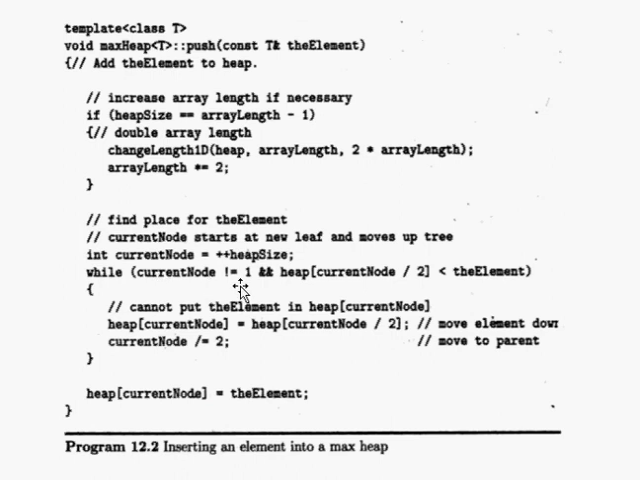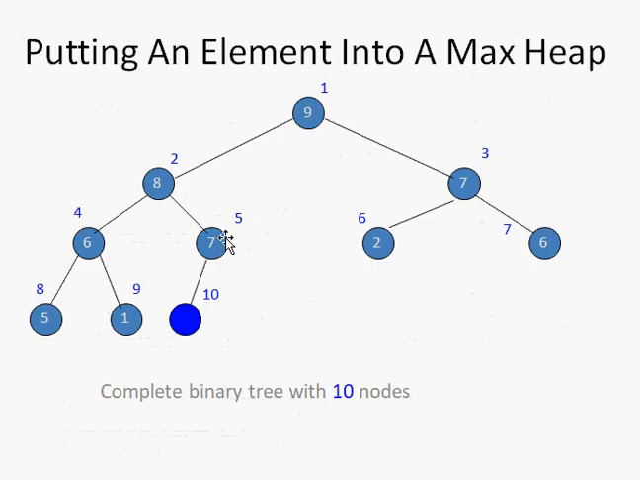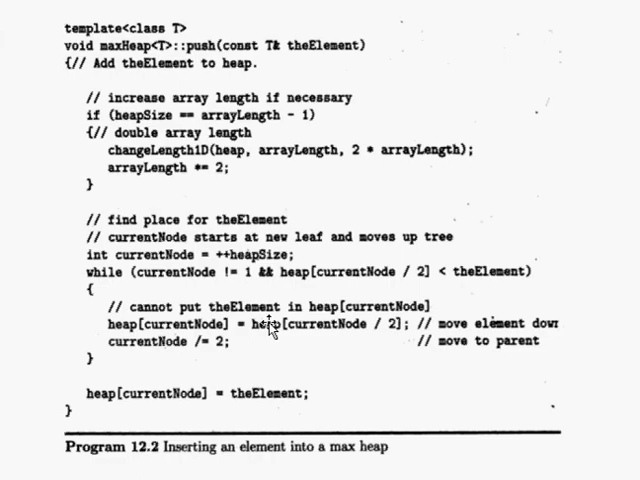While current node is not equal to 1, definitely current node is 10, and heap of current node by 2, we check. So heap of 5, is it less than the element? The element value is 20, and heap of 5, what is heap of 5? 7. So the value 7 is definitely lower than 20. So it enters the loop, and it is going to perform this: heap of current node becomes heap of current node by 2.